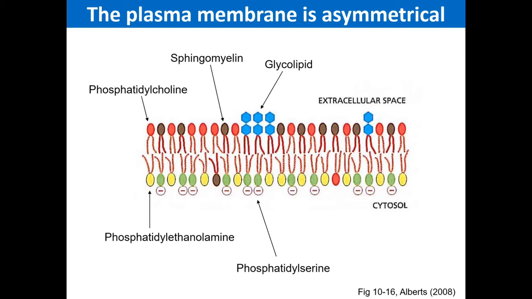So another thing you should remember is that the plasma membrane is not symmetrical. The relative composition of the plasma membrane on the cytosolic versus the extracellular space, in terms of what kind of phospholipids it contains, is not the same. On the extracellular side, you will have an abundance of phosphatidylcholine, sphingomyelin, glycolipids, while on the cytosolic side, you will have an abundance of phosphatidylserine and phosphatidylethanolamine.